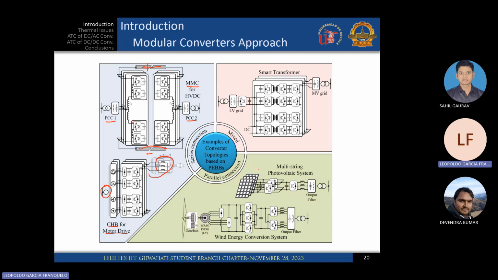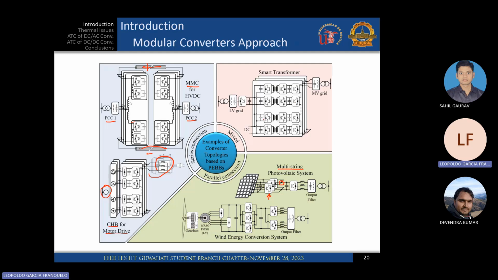In the parallel connection, we have one example with a multi-string photovoltaic system, where we have, in this case, three, but maybe more than three strings of panels composing the total plant. Then each string has its own DC to DC converter, and at this point, we sum the current to have more power with simpler devices. Another example is this one, where we have a high power wind turbine, and we distribute the converters in several in parallel. This is another possible application.